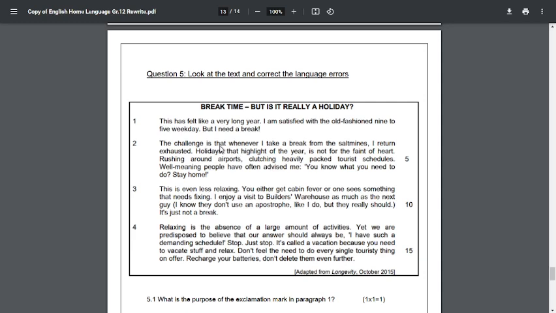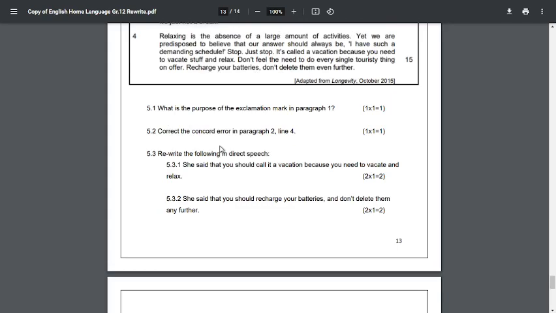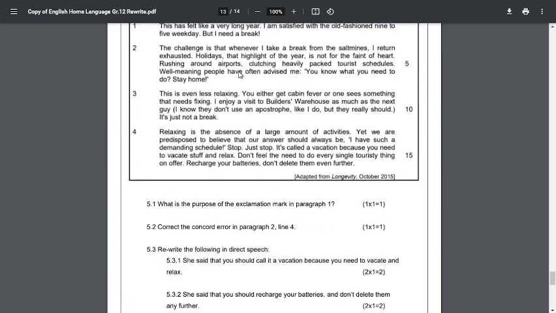This has felt like a very long year. I'm satisfied with the old-fashioned 9-to-5 workday, but I need a break. Okay, so they are emphasizing that they are tired, that they need a break. It is for emphasis. Correct the Concord error in paragraph 2, line 4.